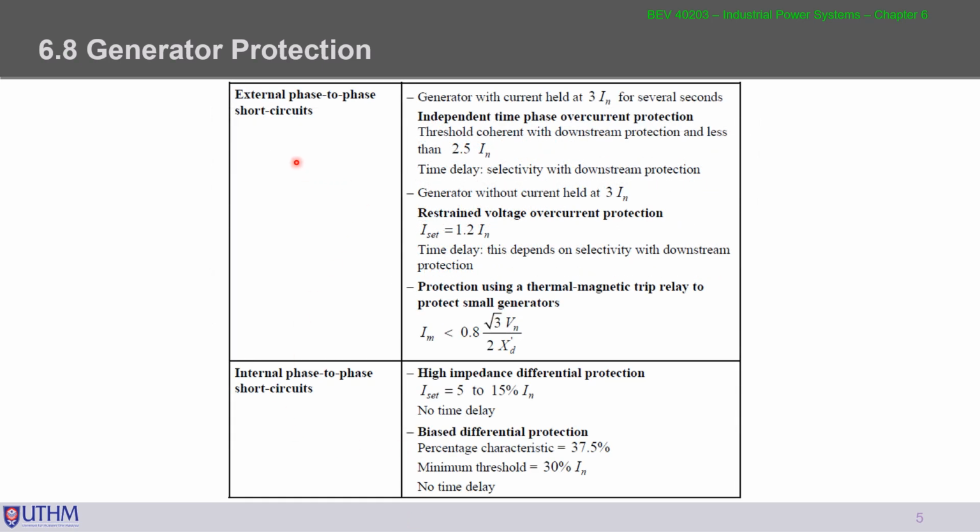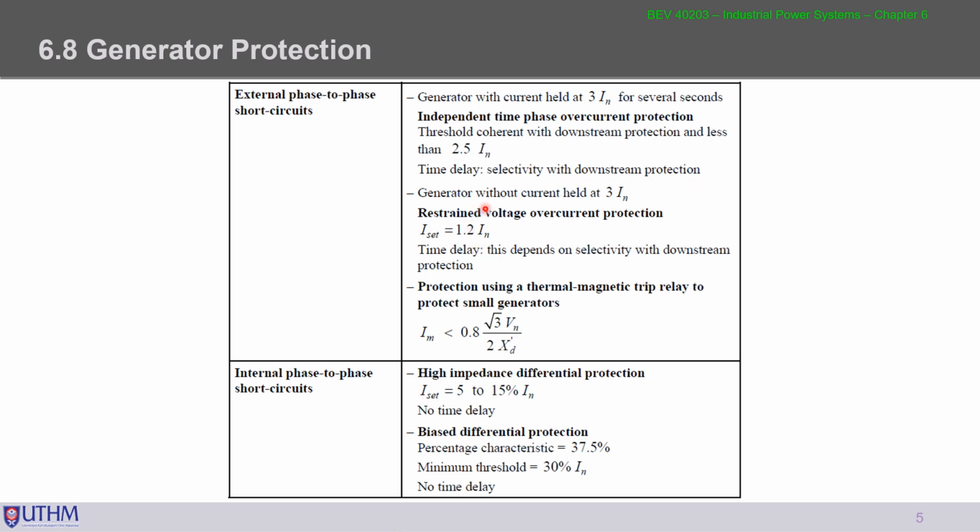Next is the external phase-to-phase short circuit type. For this type, if the generator has current held at 3 IN, where IN is the nominal current, for several seconds, the protection used is independent time phase overcurrent protection, and the threshold is coherent with downstream protection and less than 2.5 IN. So the setting is less than 2.5 IN, with time delay for selectivity with downstream protection.